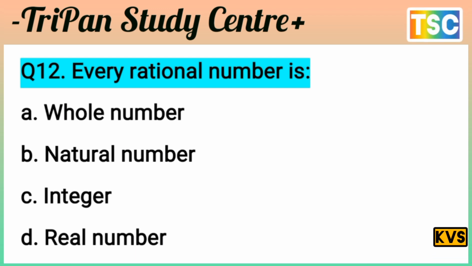Let's see the answer of this question. Every rational number is a real number. It means whole number is rejected, natural number is rejected, and integer is also rejected here. Option D is correct: every rational number is a real number. That's important. Let's see the next question.